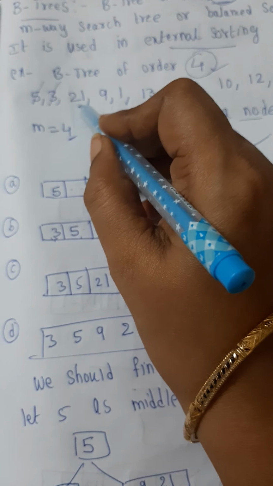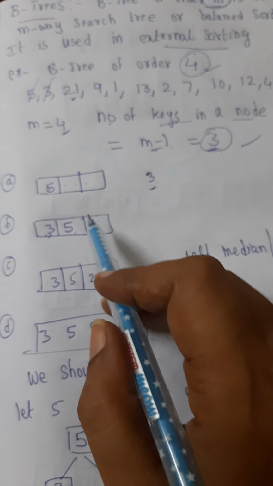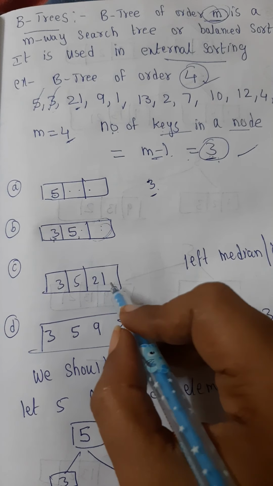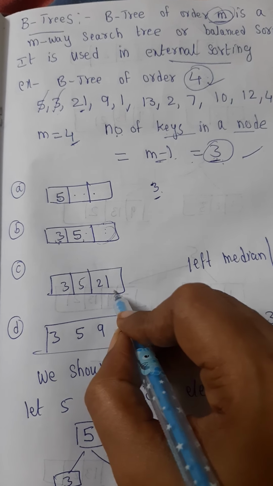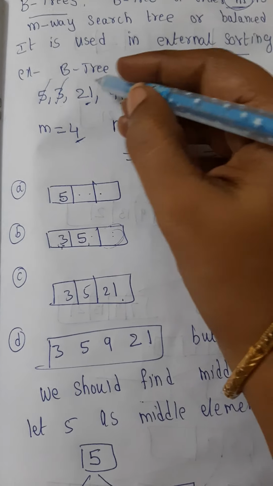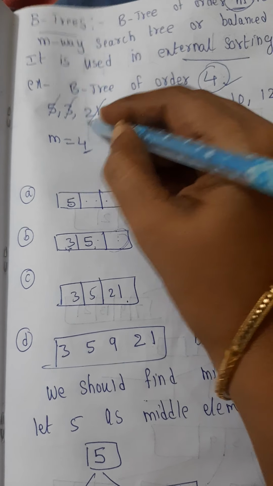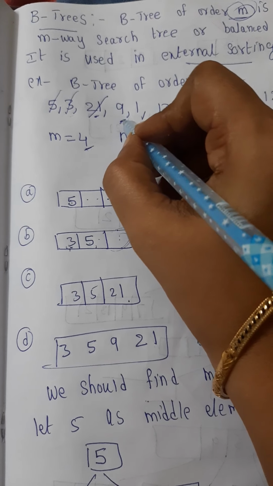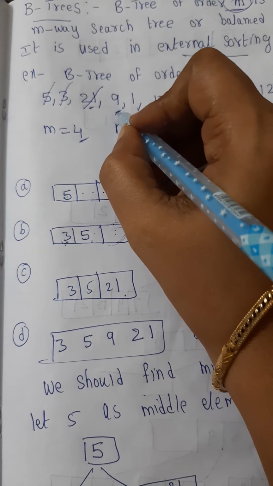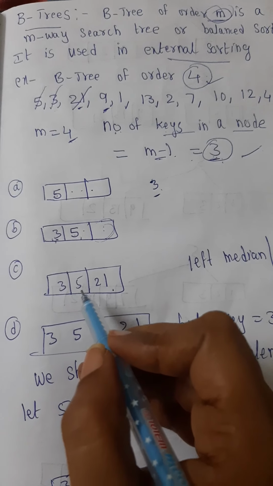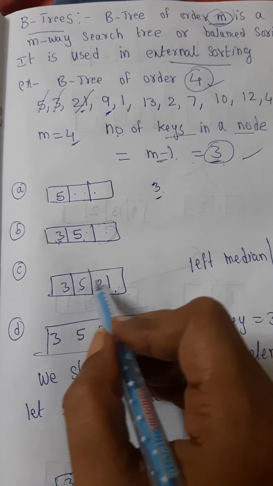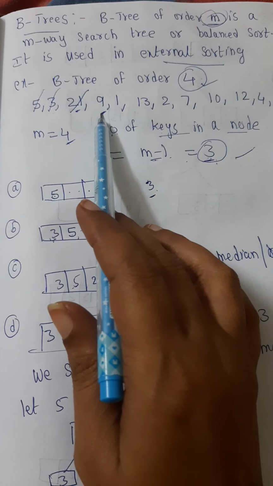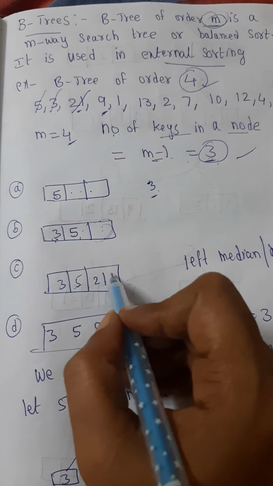Now what's the next element? 21. 21 is greater than 5, so we place 21 here. Okay, we have done 21. Now coming to the next value, 9. Where can we accommodate 9? The 9 will be between 5 and 21. The 9 can be accommodated between 5 and 21.